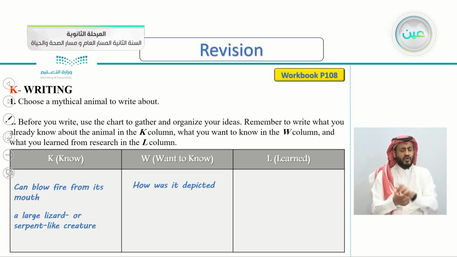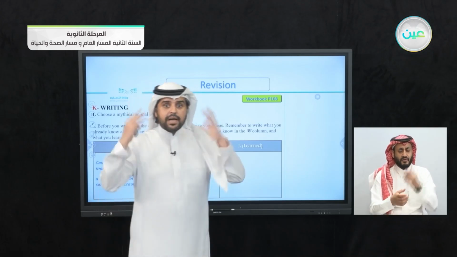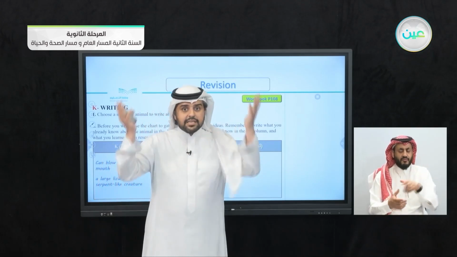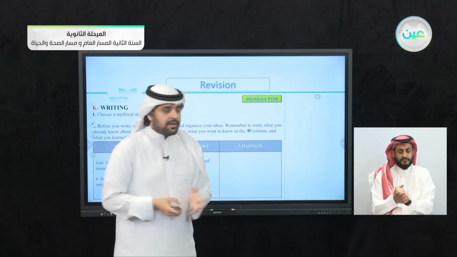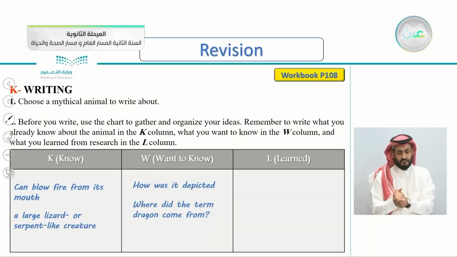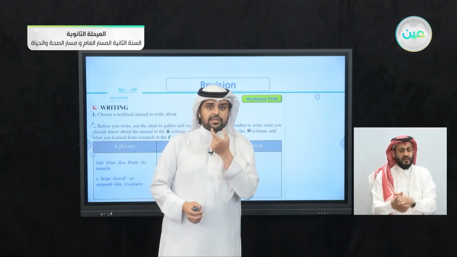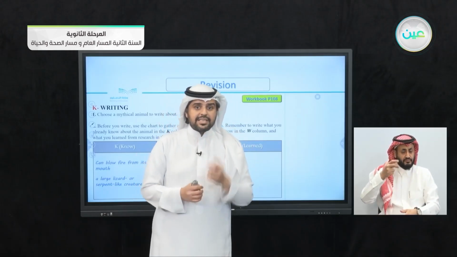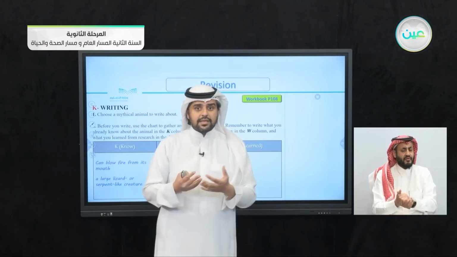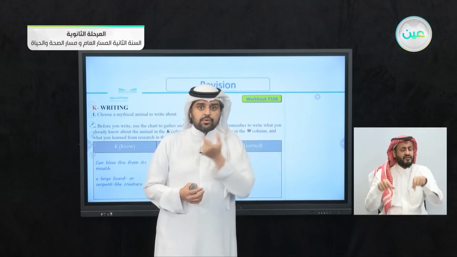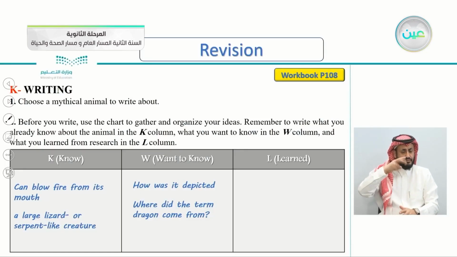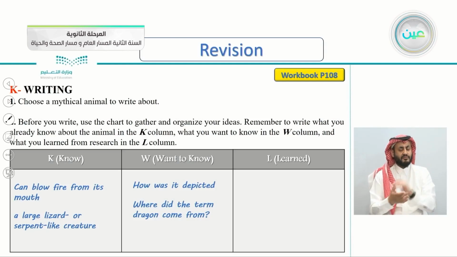What I want to know about it, how was it depicted? How did people imagine and picture dragons before? And also, where did the term dragon come from? The term itself, the word dragon. Where did this term come from? Who invented to call this creature the word dragon? So again, what I want to know, how was it depicted? Where did the term dragon come from?